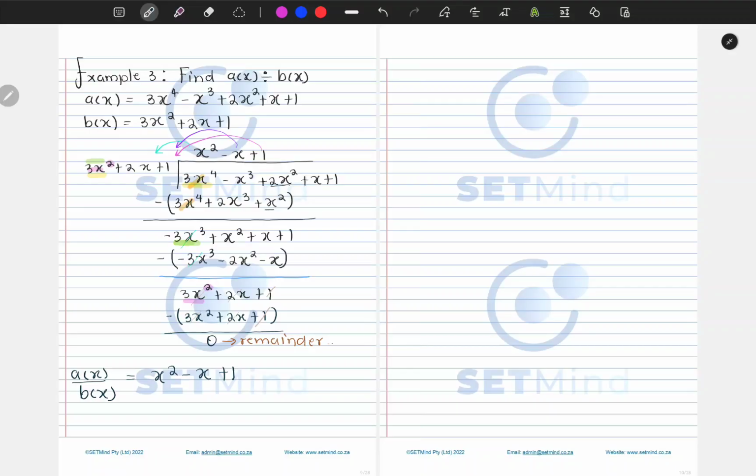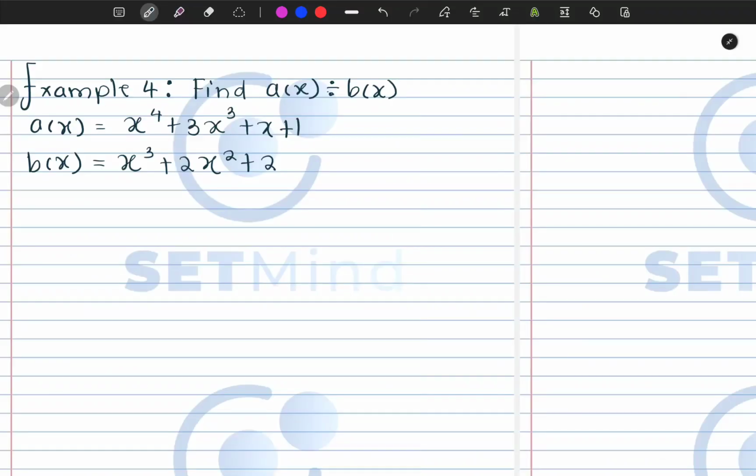Let us go to another example. We'll call it example number 4. And we're still looking at long division. Okay, so there we go with our example number 4. We are given our a of x as x to the power of 4 plus 3x to the power of 3 plus x plus 1. And our b of x is given as x cubed plus 2x squared plus 2. So let's go ahead and do our a of x divided by b of x. And we know that this is just going to be b of x. And we'll put in our a of x inside here and do the work.